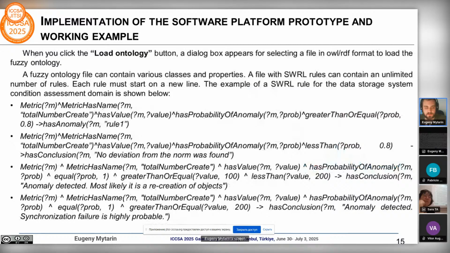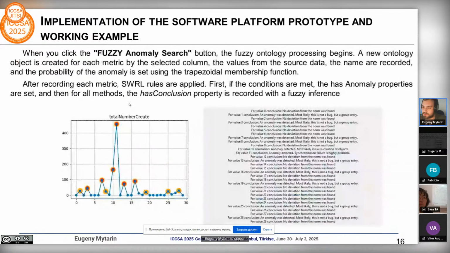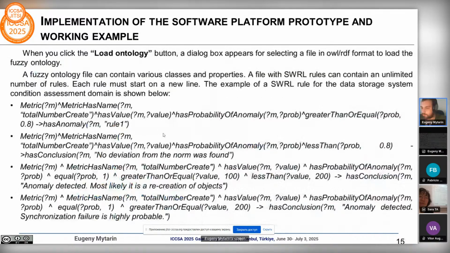Users can load fuzzy ontologies in OWL RDF format. This format contains classes, properties, and several rules. For example, a rule might state that if total number created exceeds 200, flag a synchronization failure. This enables semantic anomaly detection. Such rules automate decision making, combining LSTM outputs with expert knowledge.